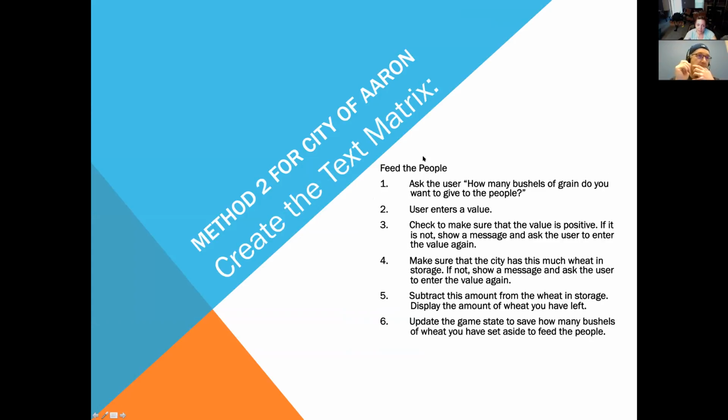The next step is to create the test matrix. So we were given parameters for feed the people. And so, ask the user how many bushels of grain do you want to give the people? Enter a value, check to make sure the value is positive. So all these things are kind of given to us so we know all the boundaries and all the parameters that we need to move forward to write that code.